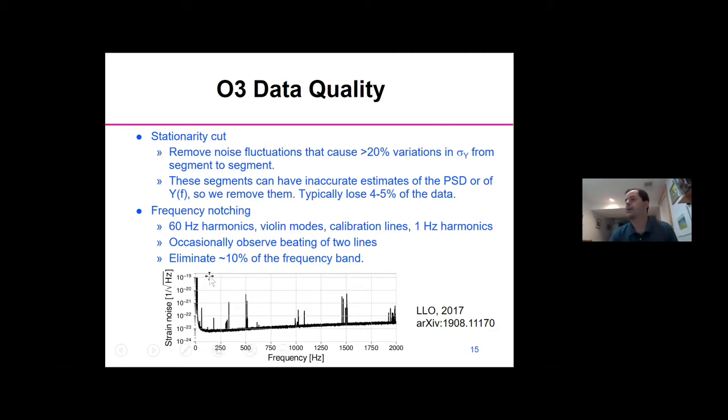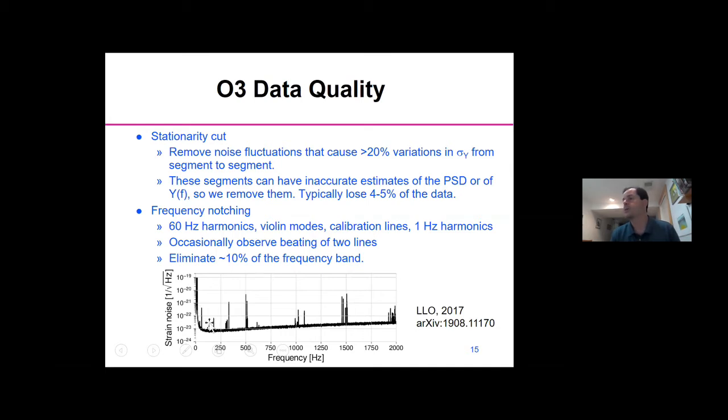In frequency domain, here you can see a typical strain spectrum. This one was for Livingston, and it's back in 2017, so pre-O3 data. You of course see the main curve here, which is what we really are interested in. But on top of that curve, there is a number of narrow, sharp lines, and some of them are 60 hertz and the 60 hertz harmonics. So this is the power mains in the United States.